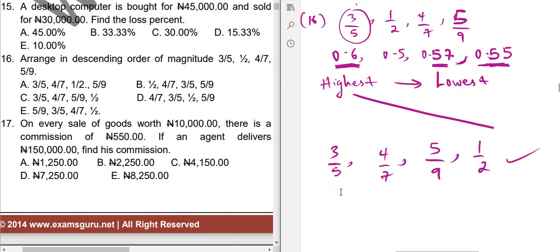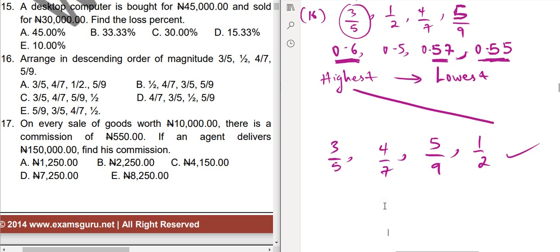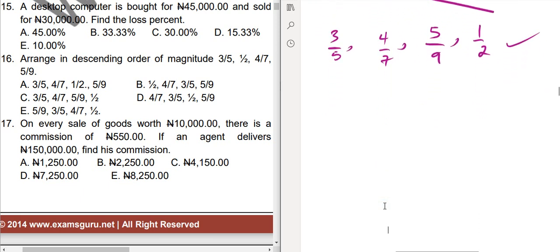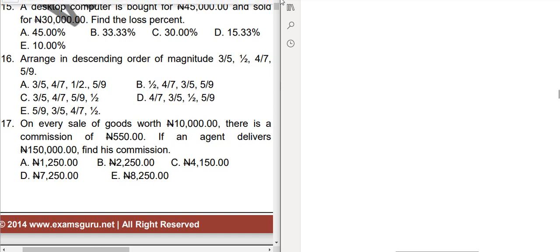Okay. Number 17. On every sale of goods worth 10,000 naira, there is a commission of 550 naira. If an agent delivers 150,000 naira, find his commission. So for every sale of goods worth 10,000 naira, they give the agent a commission of 550 naira. Now, if the agent delivers 150,000 naira, what is his commission?